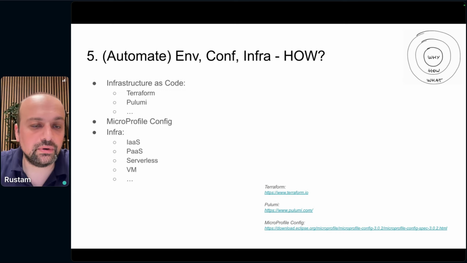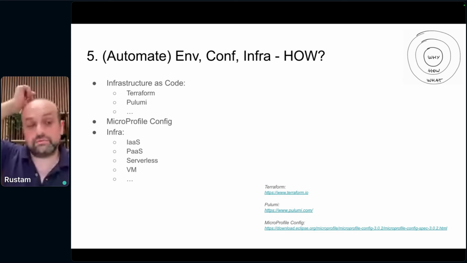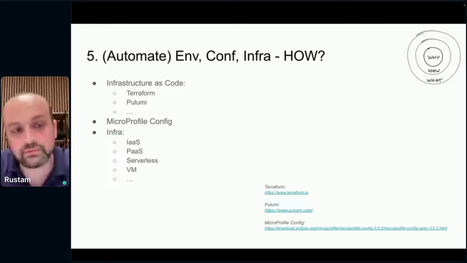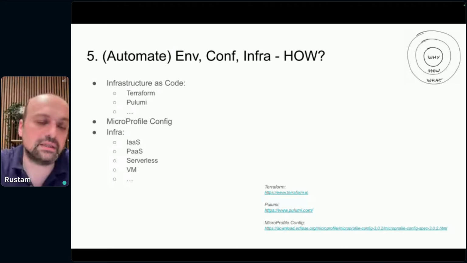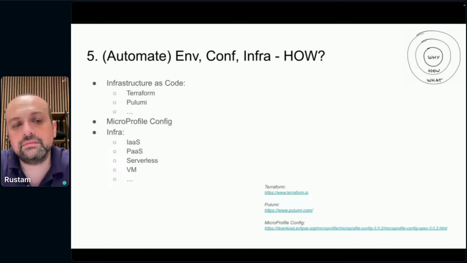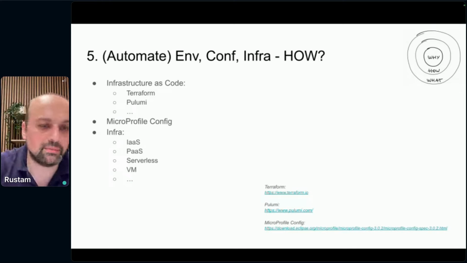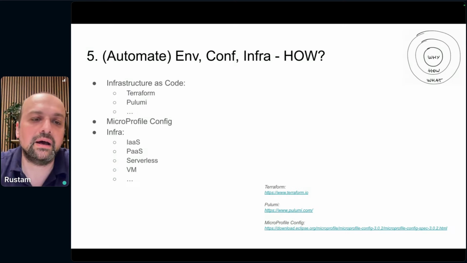So how do you automate this kind of stuff? Environment deployments, configuration deployments, and infrastructure and all these things. Obviously, there are different products to do infrastructure as code. You can do Terraform, Pulumi, and all the other ones that are out there, including forks from the products that have been created. You probably have heard the whole thing. But anyway, if not, have a look at the different alternatives for infrastructure as code.